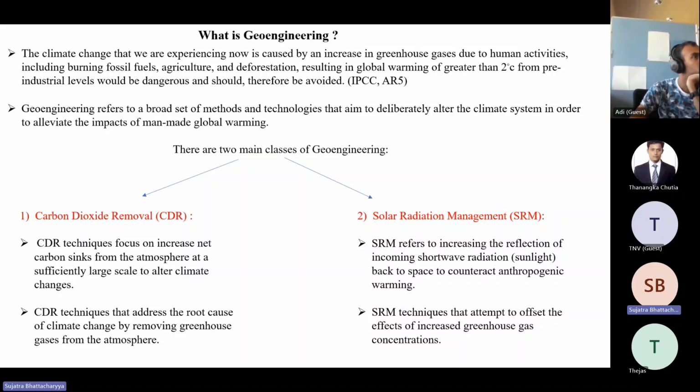The first method is carbon dioxide removal. It basically focuses on the removal of carbon dioxide from the atmosphere. And solar radiation management refers to the reflection of 1 or 2% of the incoming solar radiation back to space. So CDR methods address the root cause of climate change by removing greenhouse gases from the atmosphere. But SRM does not include any greenhouse gas reduction in its techniques.